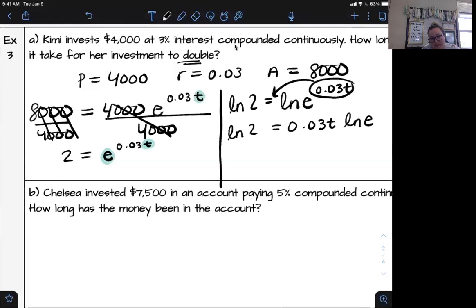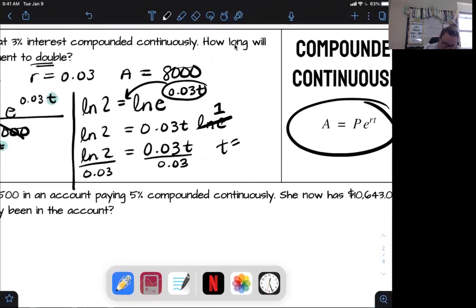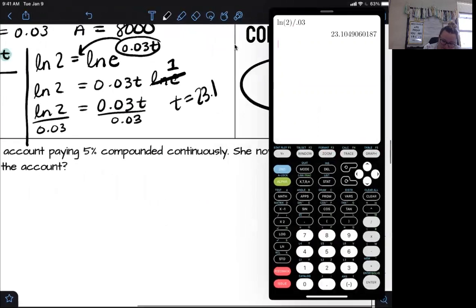And something really handy happens. What's the natural log of e? Isn't that just 1? So the natural log of 2 is equal to 0.03 t times 1, which is just 0.03 t. Divide both sides by 0.03 and you'll get t. So t is equal to, let me get my handy dandy calculator here. We're going to take the natural log of 2. We're going to divide it by 0.03. We get 23.1. So it's going to take 23.1 years for this investment to double.